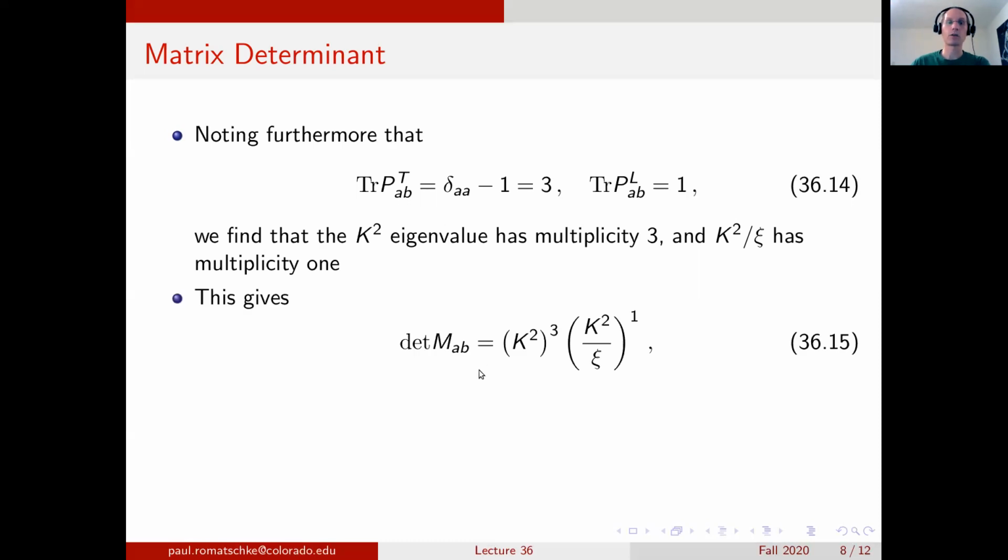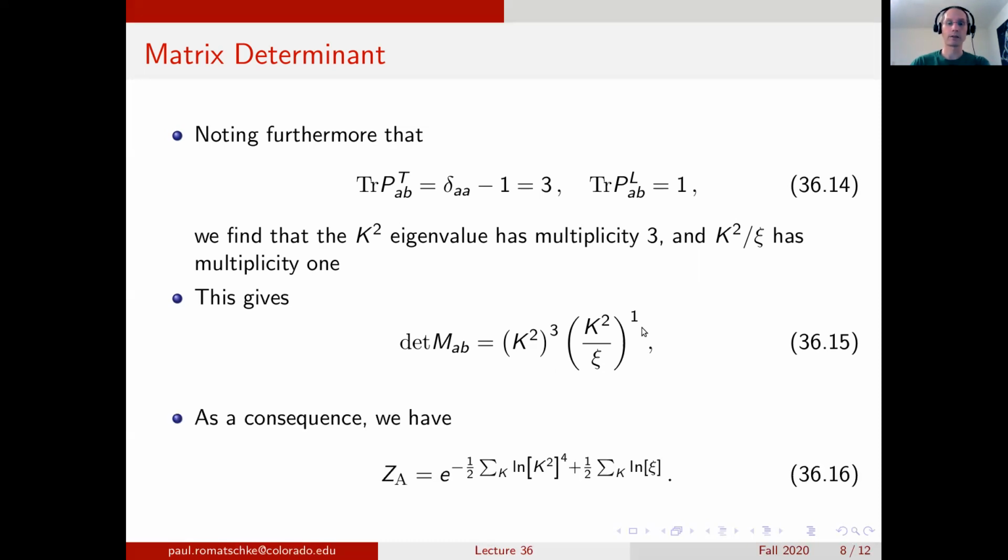This gives that the determinant of the matrix is just the product of its eigenvalues, so it's equal to K squared to the power 3 times K squared over Xi to the power 1. As a consequence, we find that the partition function ZA is given as the exponent of -1/2 sum over all k's logarithm of K squared to the 4th power plus 1/2 sum of all k's logarithm of the parameter Xi.